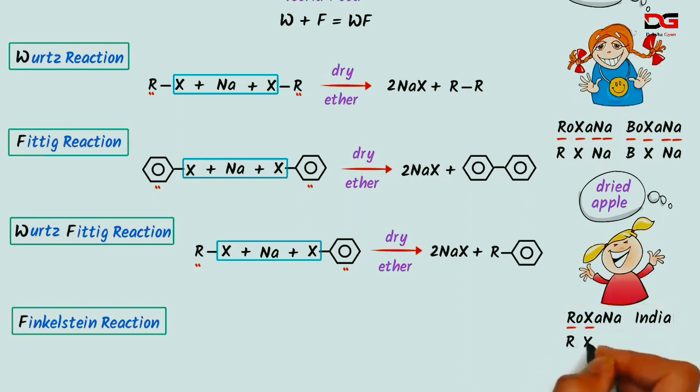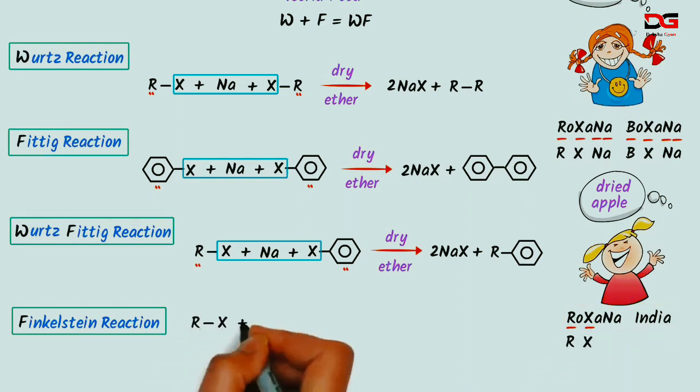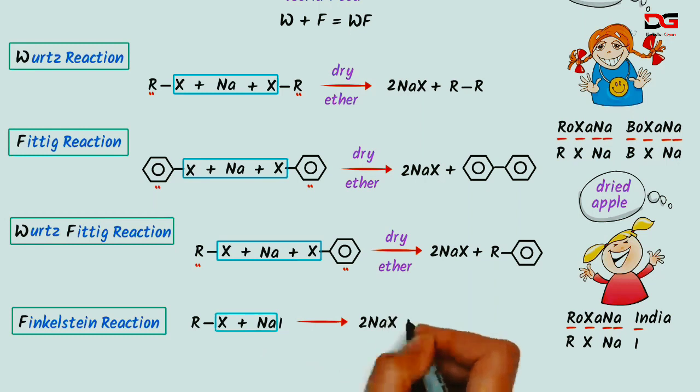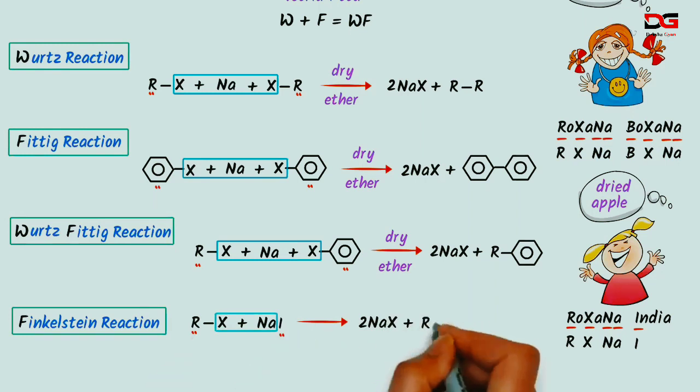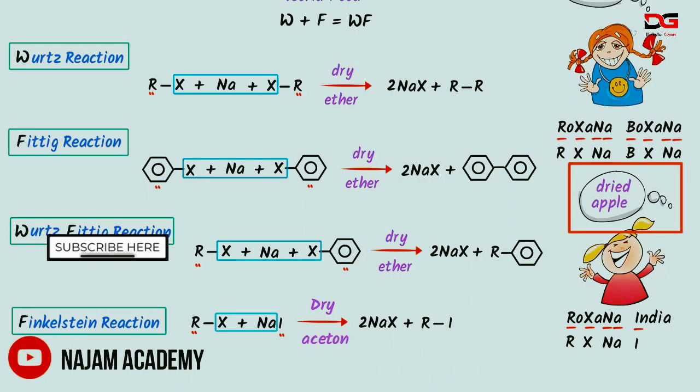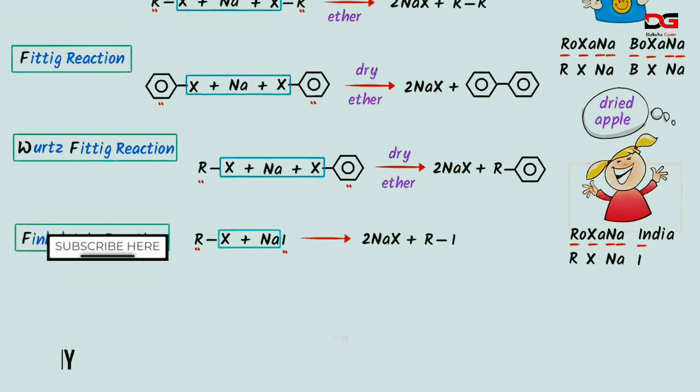Now as usual, I take R and X. Then I take sodium. This I in India stands for iodine, I. We know that metals like sodium love to react with this halogen. So we get sodium halide plus alkyl iodide. This dry apple means dry acetone. So this is the complete Finkelstein reaction.